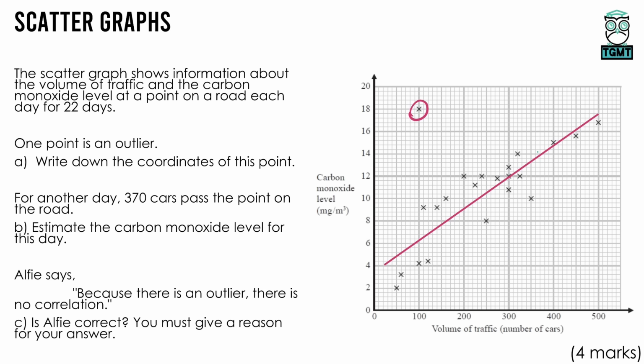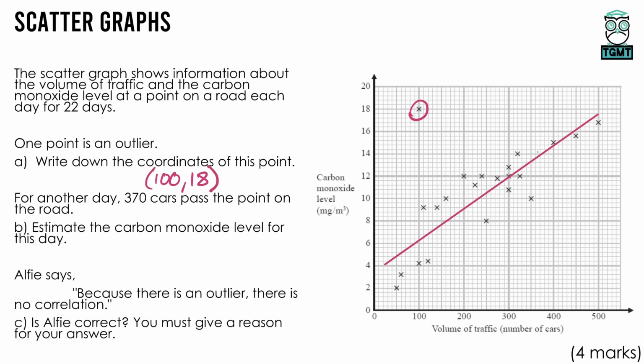It says write down the coordinates of that. If you look down from that point, you can see that there is 100 on the x-axis, and on the y-axis it's sitting right next to 18. So 100, 18 are our coordinates. For another day, 370 cars pass this point, and this is about the carbon monoxide levels for a certain amount of cars. It says estimate the carbon monoxide level for this day.